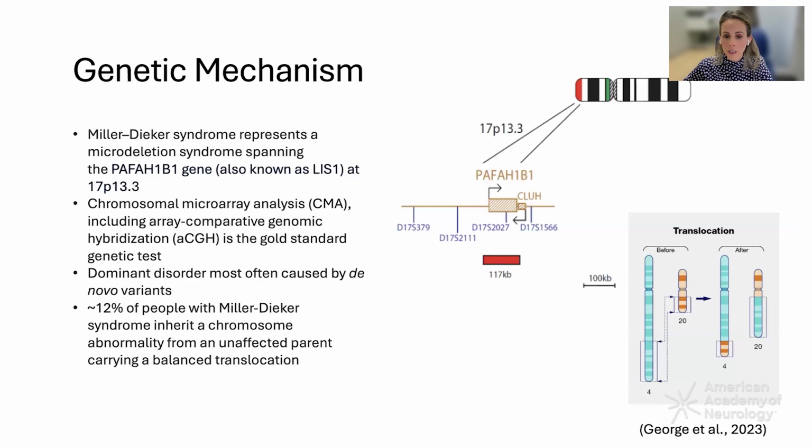About 12% of people with Miller-Dieker syndrome inherit a chromosomal abnormality from an unaffected parent. In these cases, the parent carries a chromosomal rearrangement called a balanced translocation, in which no genetic material is gained or lost in the parent. Balanced translocations often don't cause health problems in the parent. However, they can become unbalanced as they are passed from one generation to the next. And so a child who inherits an unbalanced translocation can have a chromosomal rearrangement with extra or missing genetic material.